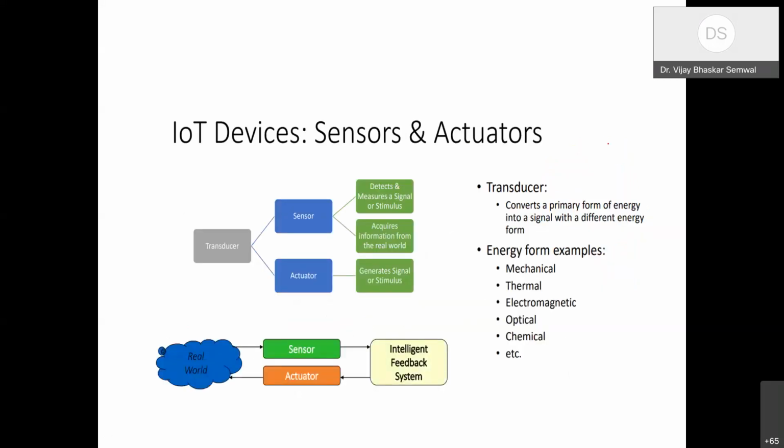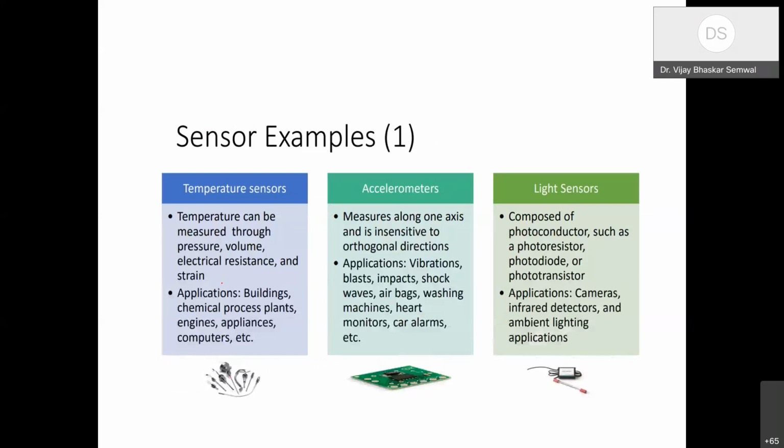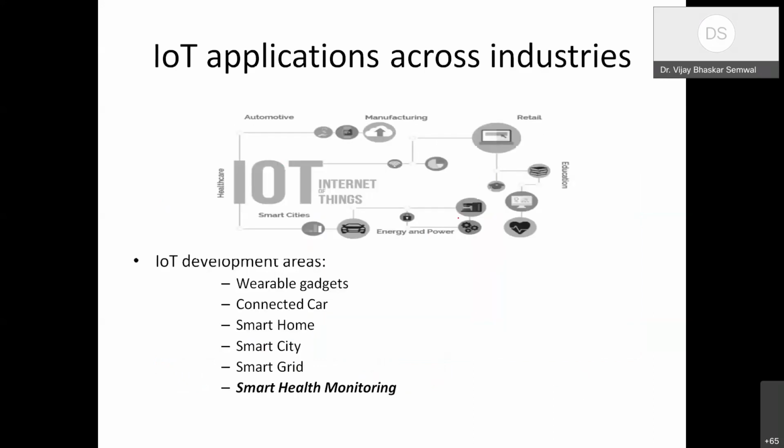Now, coming to the IoT device, whether this is perfectly an IoT device: there is a sensor and an actuator, both sensing from the environment. First the sensor senses from the real world, then the intelligent agent is designed, and then the actuator performs the particular task. I am not going into this depth, and I already discussed IoT applications across industry.